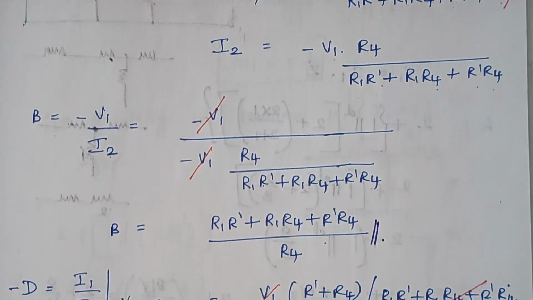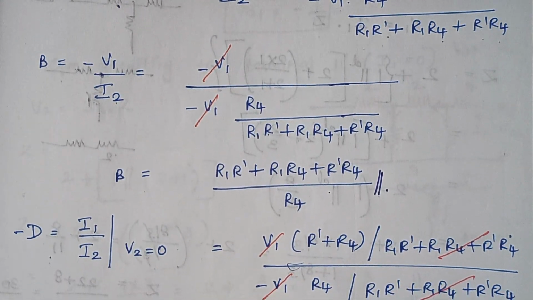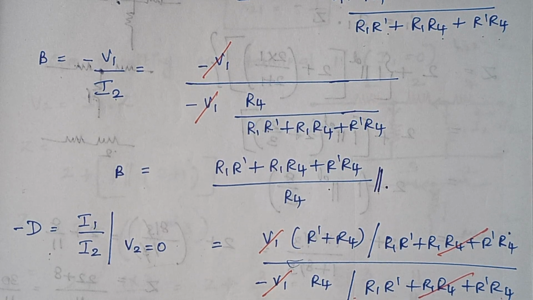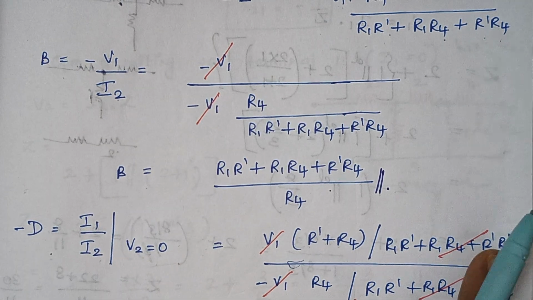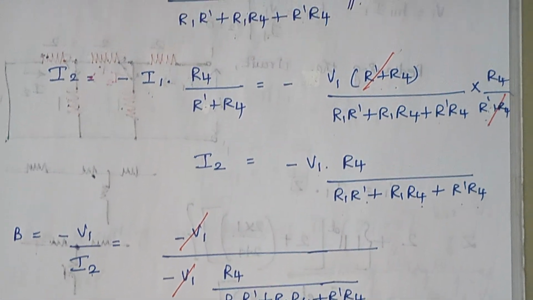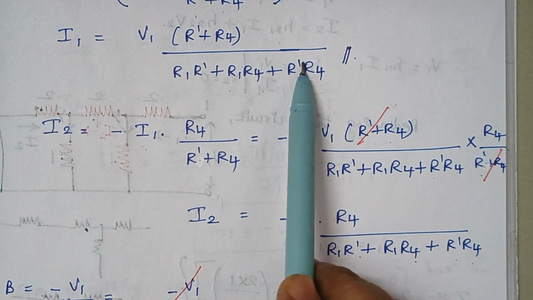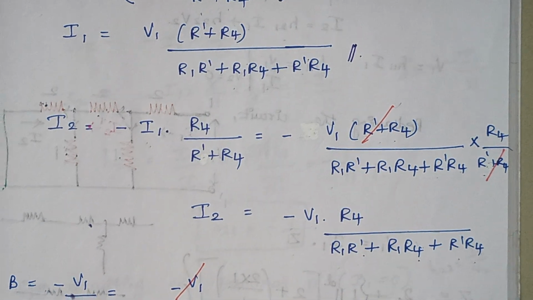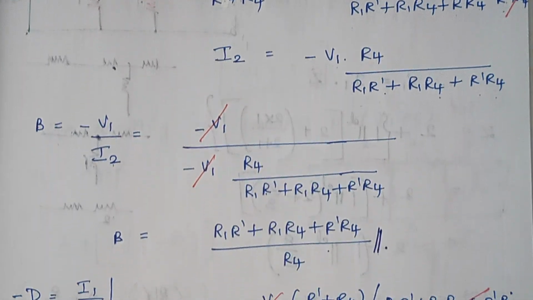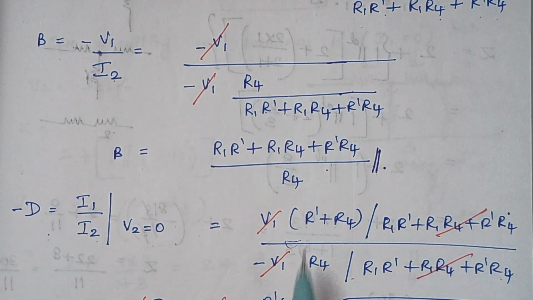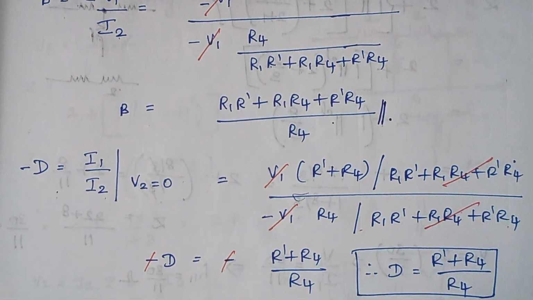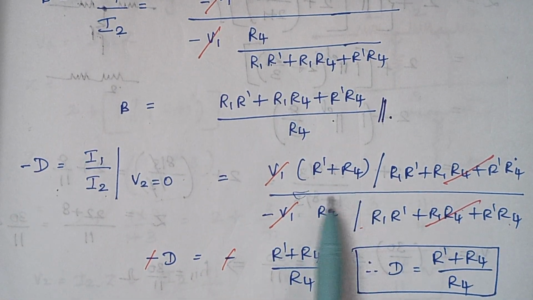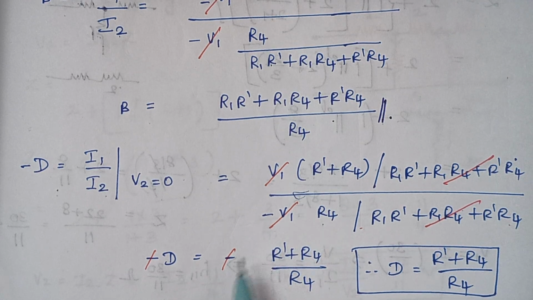Now finally we are proceeding with D. So here the value of D is given by I1 by I2. So we have both these expressions, right? You see, for I1, this is our expression for I1 and this is our expression for I2. So now when you substitute these values, you see again the V1 they get cancelled, and the denominator terms of both the numerator and denominator, they cancel each other, and finally here we have R dash plus R4 divided by R4, and there is a minus sign also.